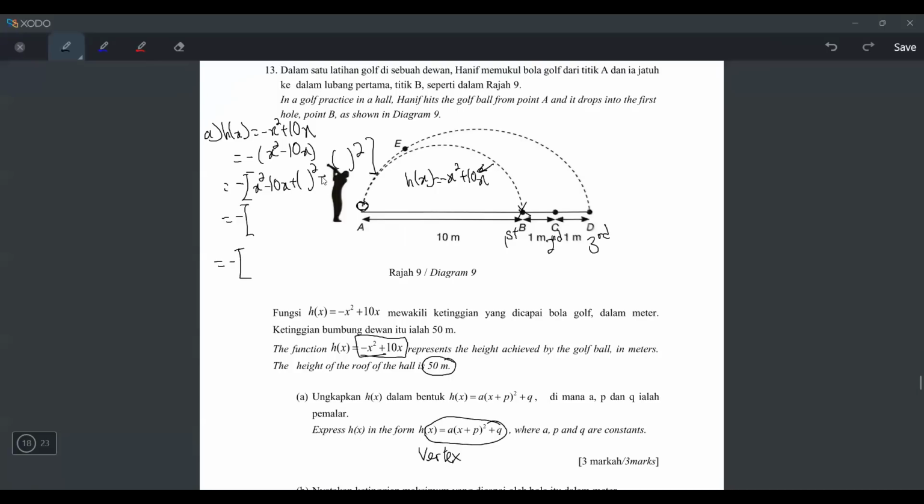Usually I will write the c here, but there's no c for this question. That's why I just leave it blank. It means 0, there's no c. And what you write inside the small bracket, you have to write b over 2. But please don't write 10 over 2. Wrong. It's not 10 over 2. It's negative 10 over 2. Because for the b, you cannot look at the top one. You have to look beside here.